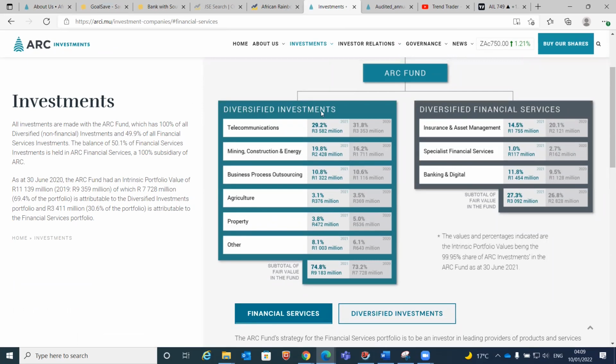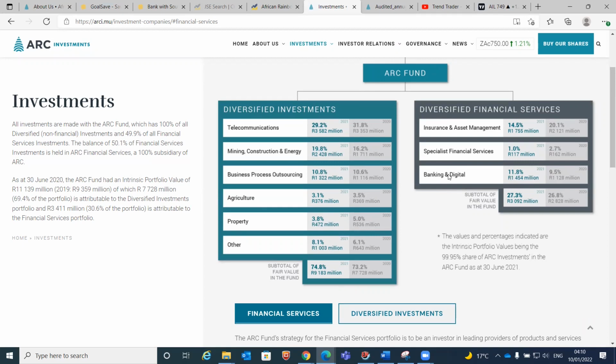You see there is diversified investment, which includes telecommunication, mining, construction, energy, business process outsourcing, agriculture, property, and other kinds of businesses. Then there's diversified financial services. Under diversified financial services, there's insurance and asset management, specialist financial services. Then there's banking and digital. This banking and digital is about 11.8% of the ARC fund, and TymeBank you find under banking and digital. So you see TymeBank is just about 10% of the whole business.